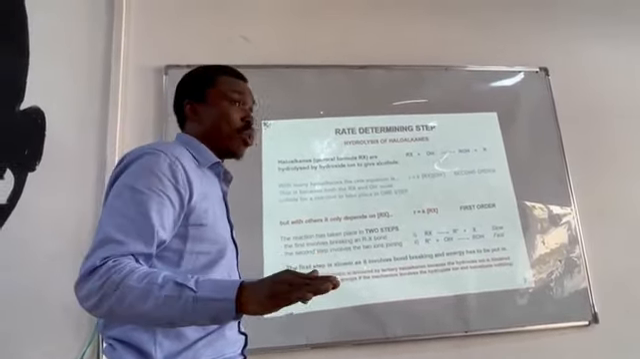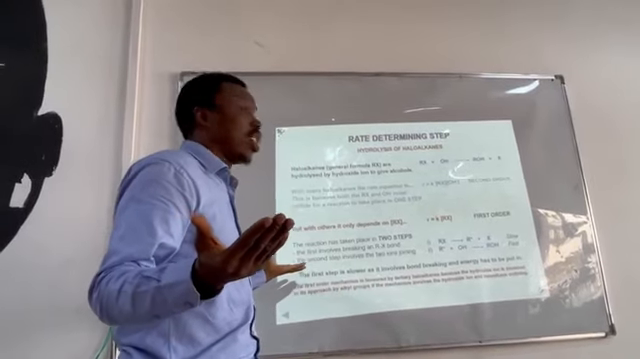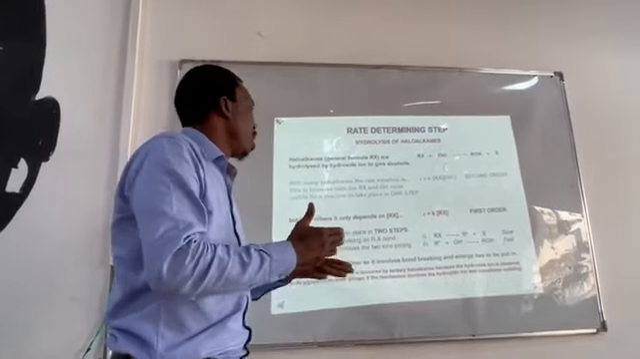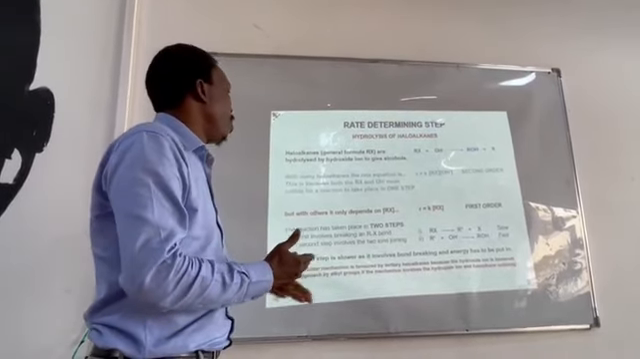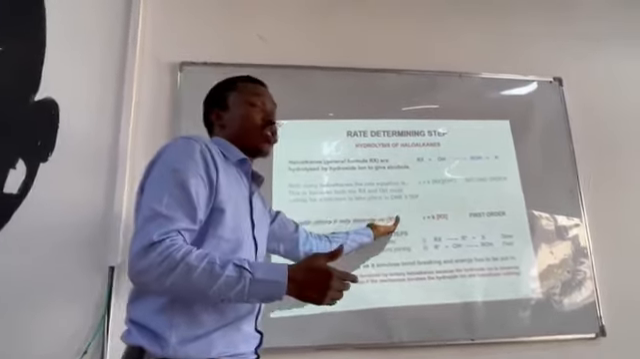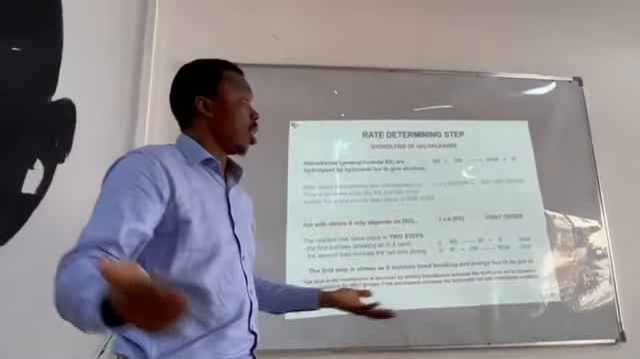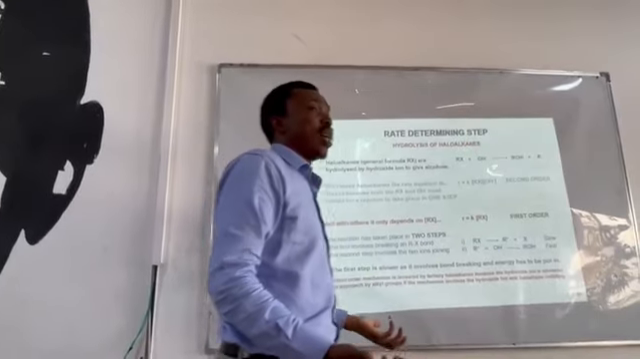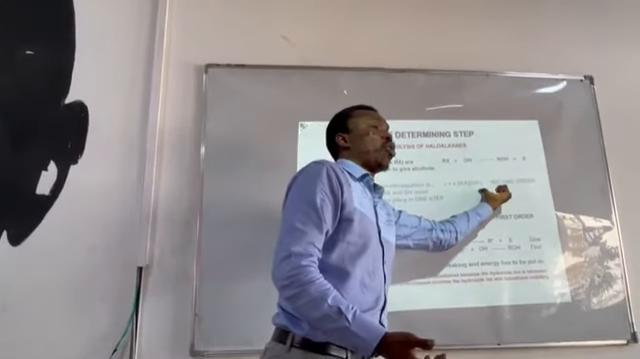Every other stage that comes up has to be fast, because the main point is that the slowest step is the rate determining step, and that is what determines the rate of reaction. With the other mechanism, the rate depends only on the concentration of the halogenoalkane, which is SN1. If you look at the rate equation, you discover that it is only the concentration of the halogenoalkane. That is why it is first order.